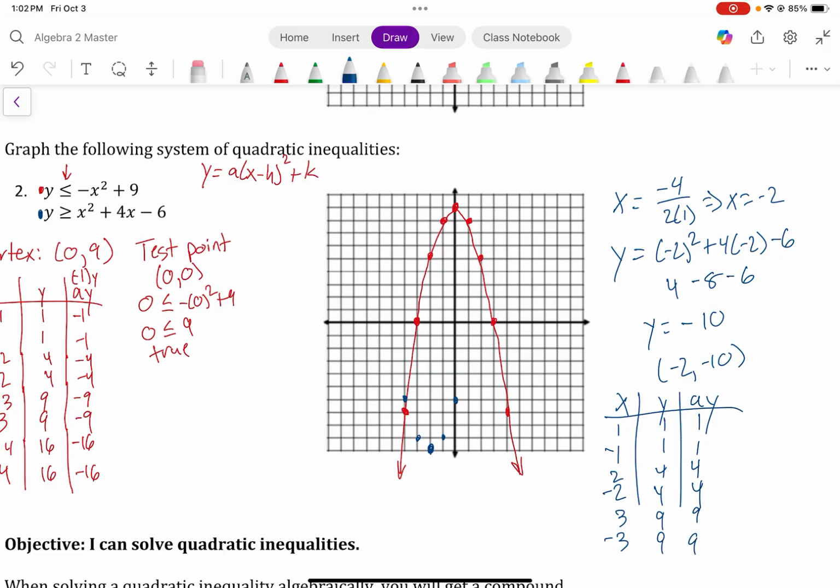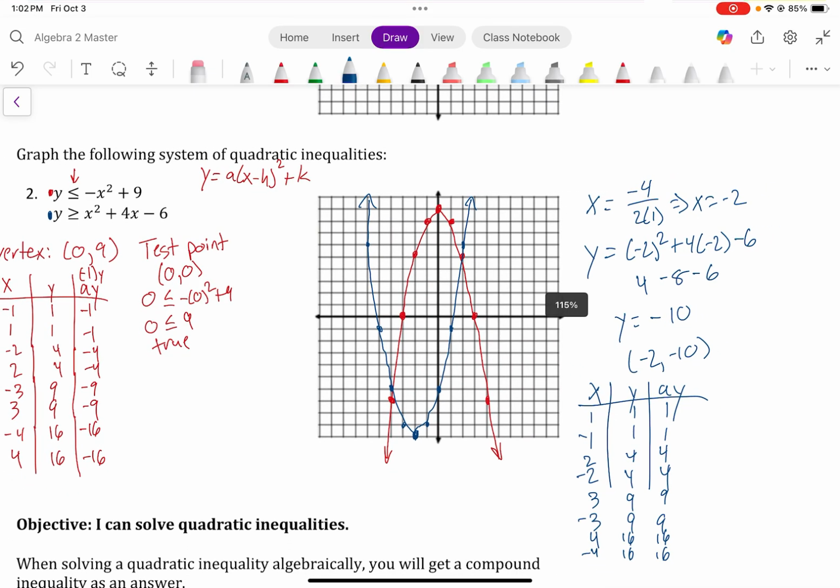So 3 to the right or left, and then up 9. It's going to be there and there. Now I'm going to go right 4, up 16. I'm not going to be able to go on the graph any further. I can connect my dots. This one is solid. So I get that blue parabola.